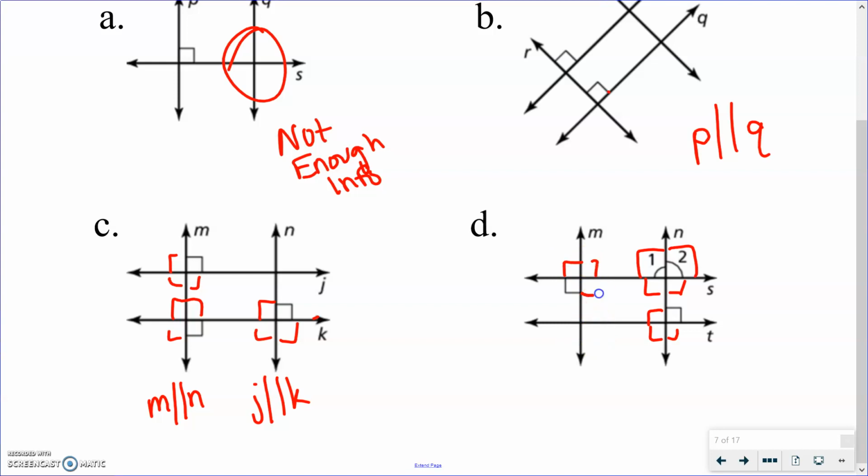But then we can use the same one we've been using, the lines perpendicular to a transversal theorem, and we can say that M is parallel to N, or S is parallel to T. You can also say that because of alternate interior, alternate exterior, corresponding, same side interior, same side exterior. There are lots of possibilities here. Okay?